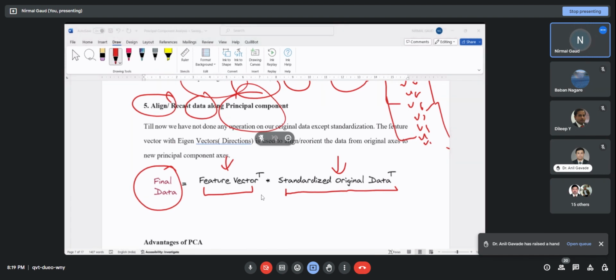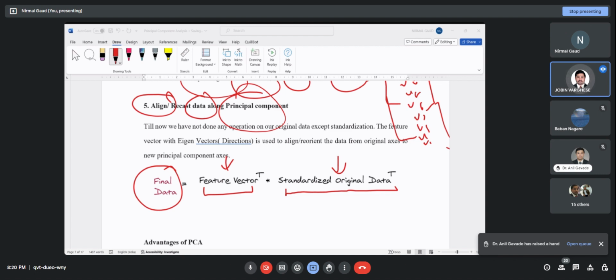यस सर, प्लीज आस्क द क्वेश्चन. अनिल सर. Yes, any doubt, please let me know. Very, very important step.